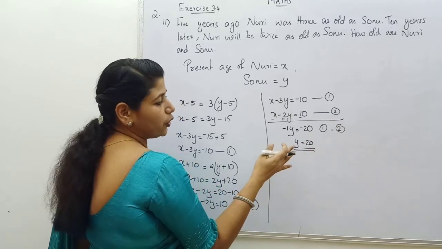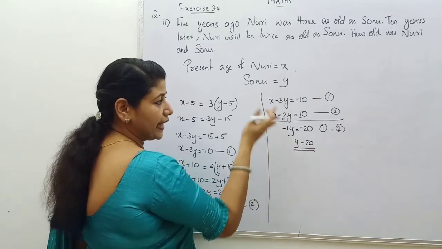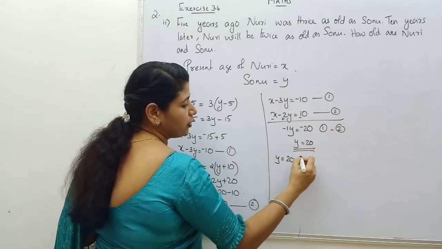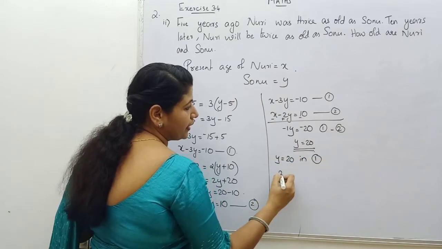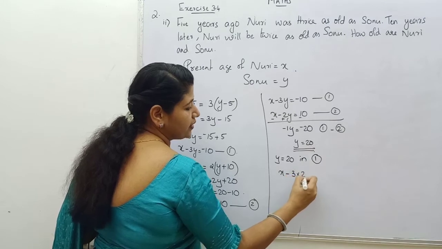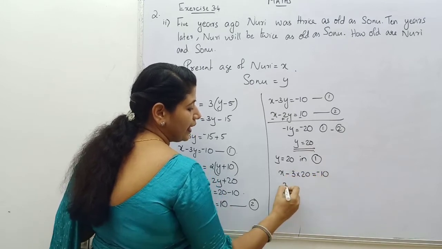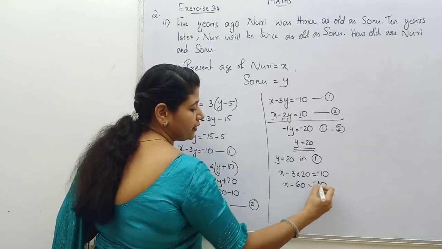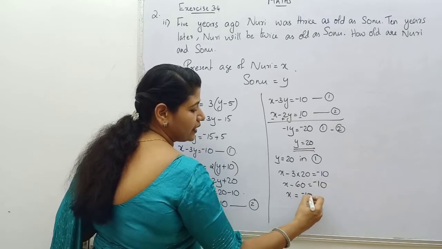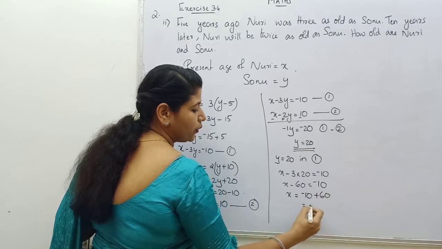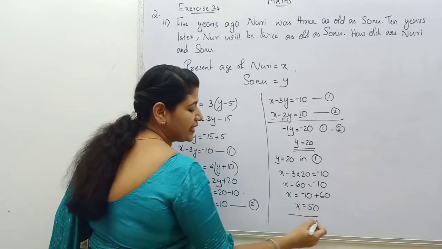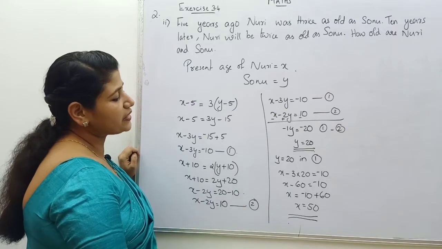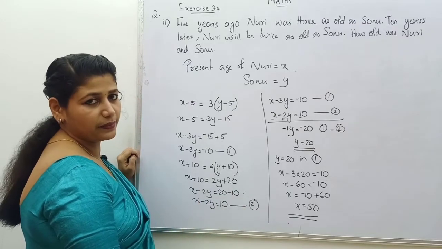Now we can substitute the value of y equal to 20 in either equation 1 or 2. I am substituting y equal to 20 in the first. So I'll get x minus 3 into 20 equal to negative 10. x minus 60 equal to negative 10. x equals negative 10 plus 60, which is equal to 50. So x means Noori: the present age of Noori is 50 and the present age of Sonu is 20.